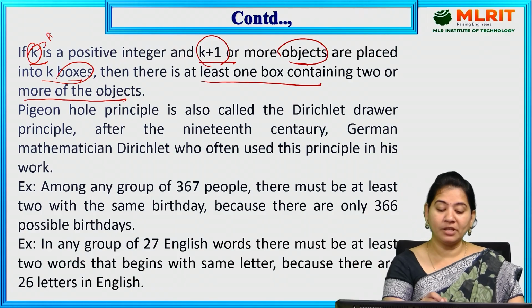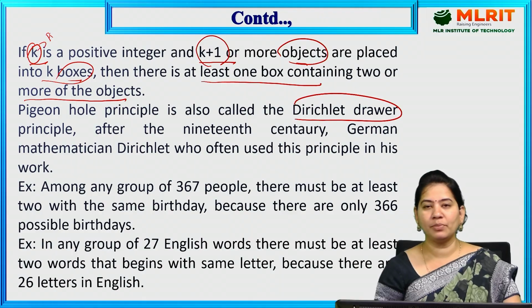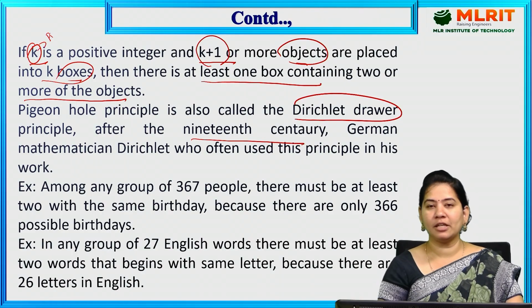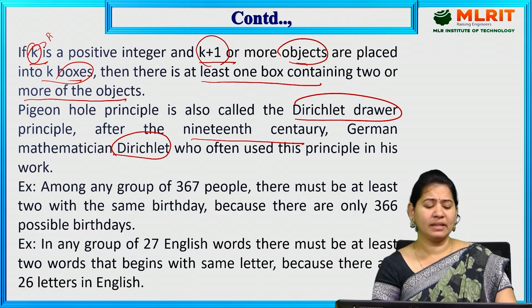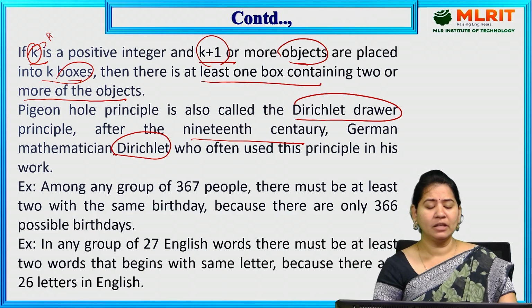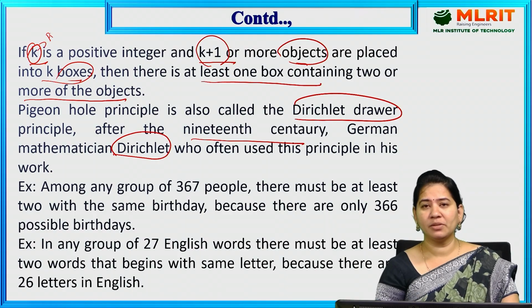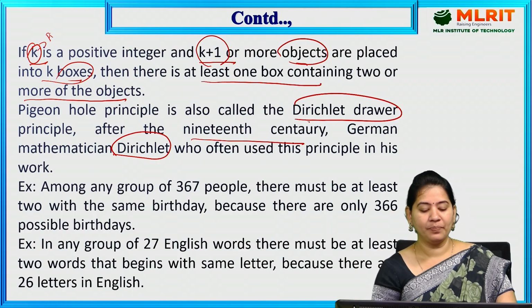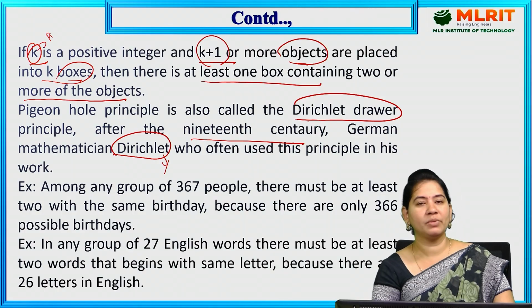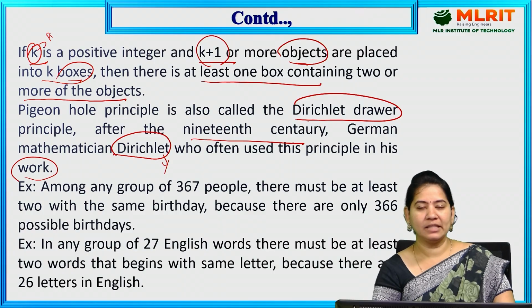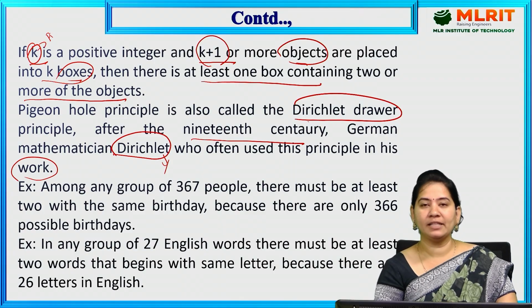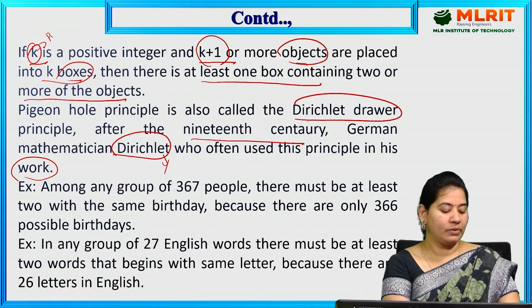The other name for the pigeonhole principle is the Dirichlet drawer principle. Dirichlet was a German mathematician of the 19th century who gave the pigeonhole principle, which is why it is called the Dirichlet principle. He often used this principle in his work, and while implementing his work, he used this one. Now we have an example also.